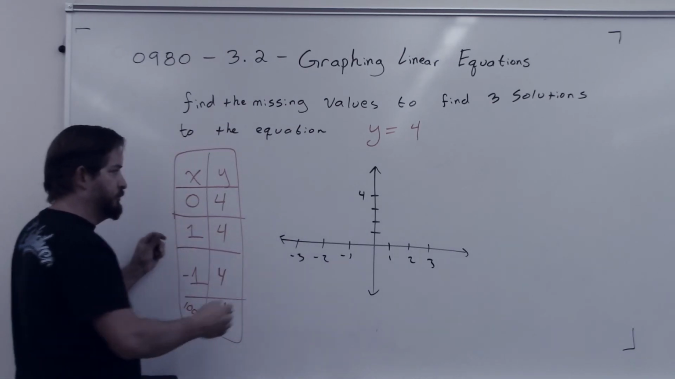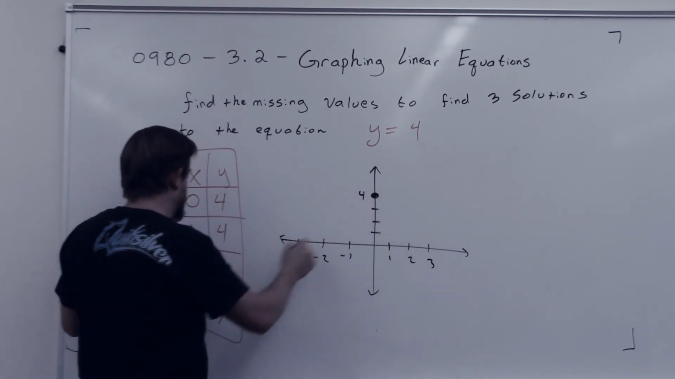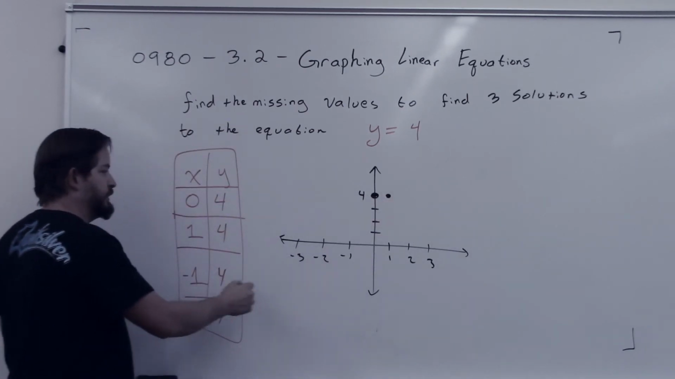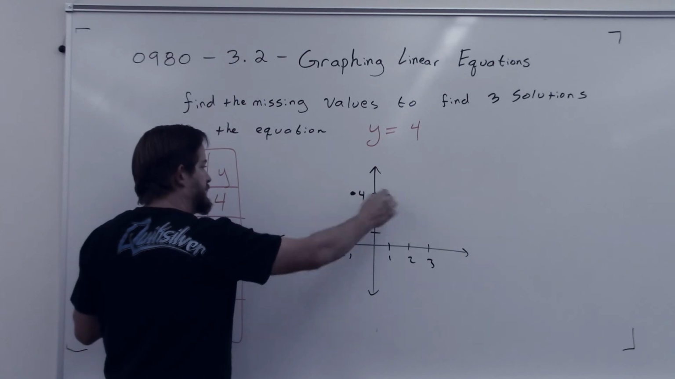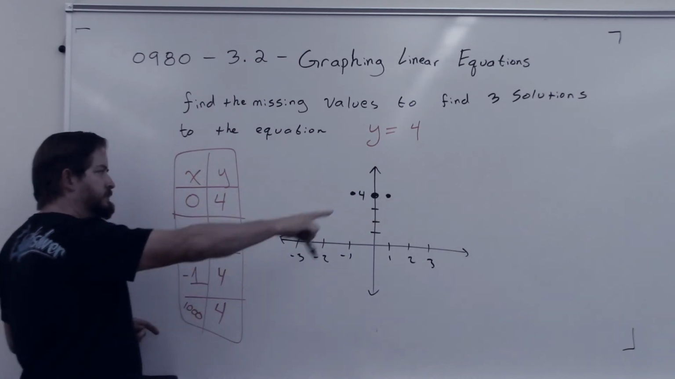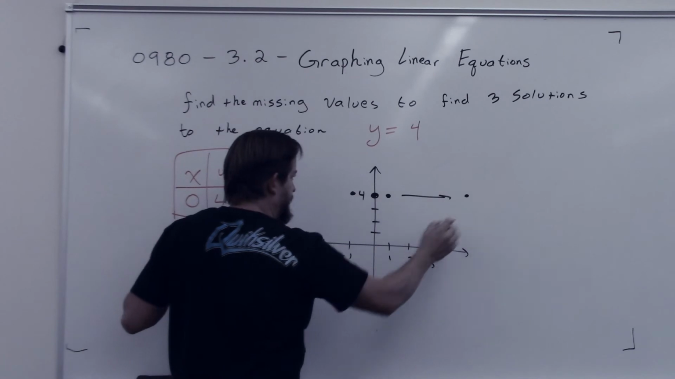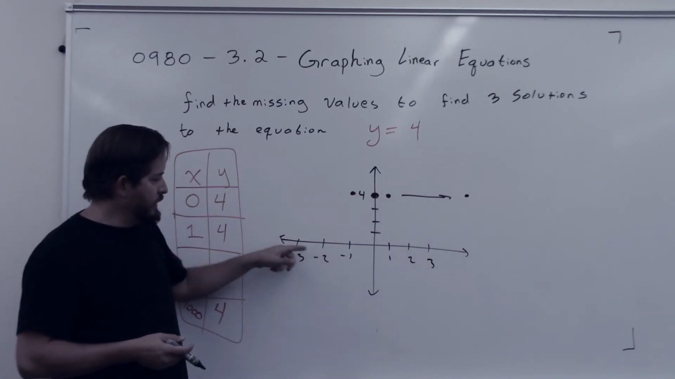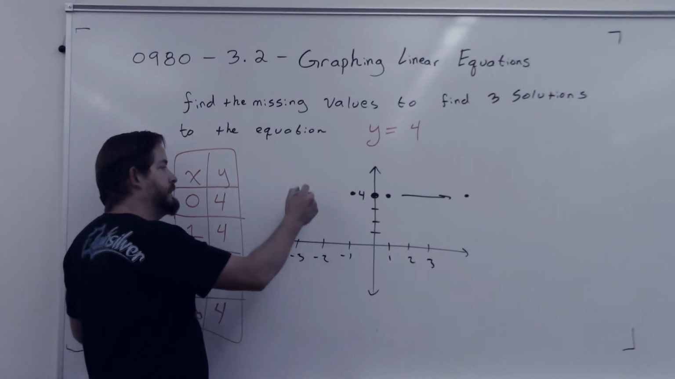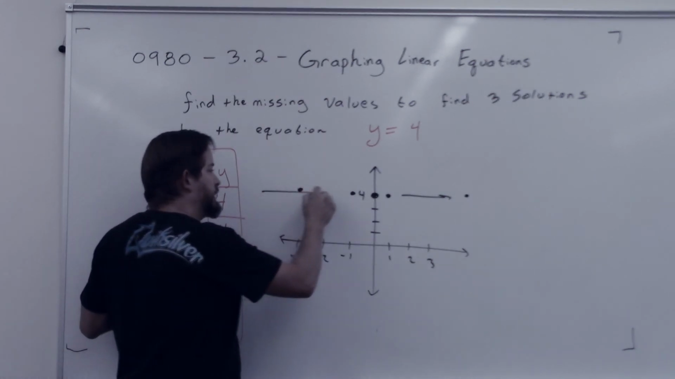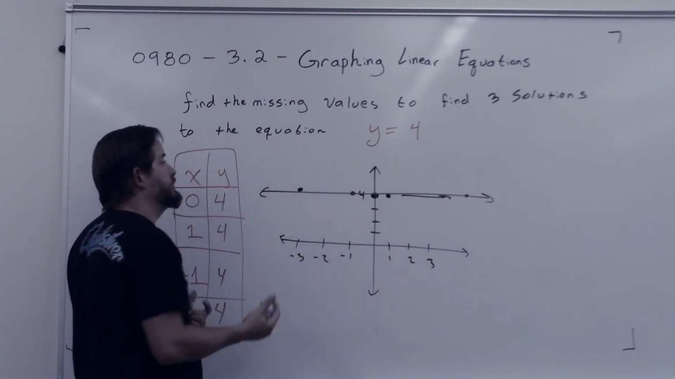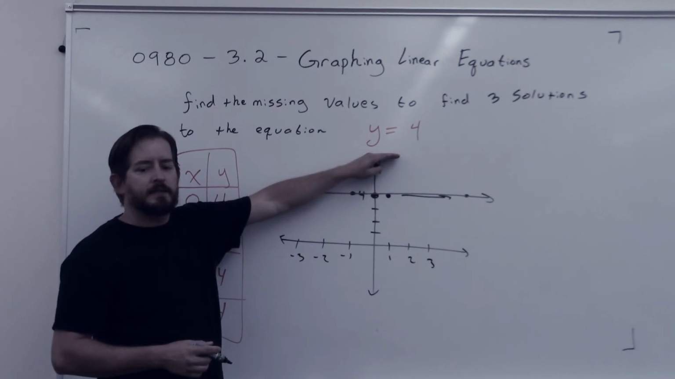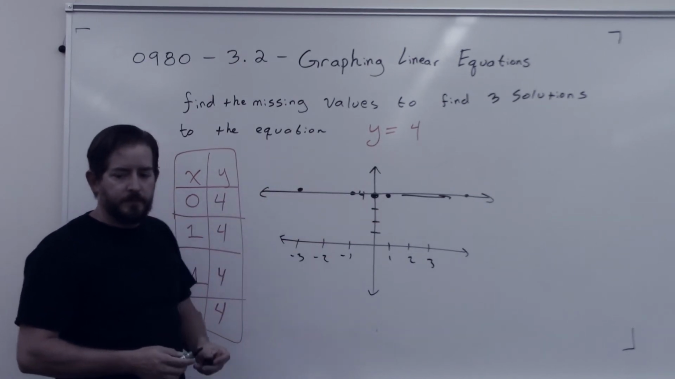I have a point 0, 4, and that's here. I have a point 1, 4, that's here. I have a point negative 1, 4, that's here, right? You can see what I'm creating here. If I have 1,000, it's just that way. I'm creating a horizontal line here, because it doesn't matter what x is. If x is negative 3, what's y? It's 4, right? So I create this horizontal line, it goes forever. And so if I have simply an equation that does not depend on x, it is a horizontal line.